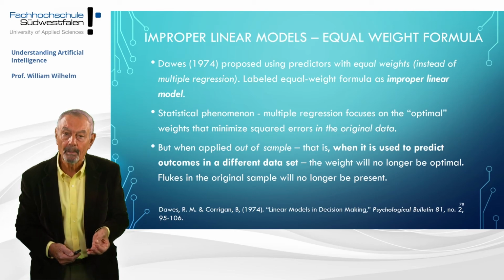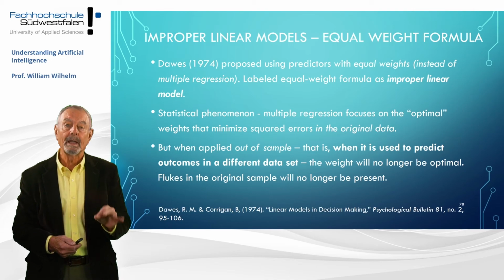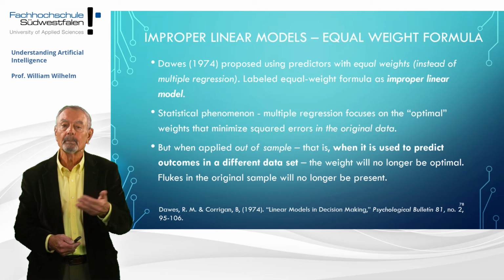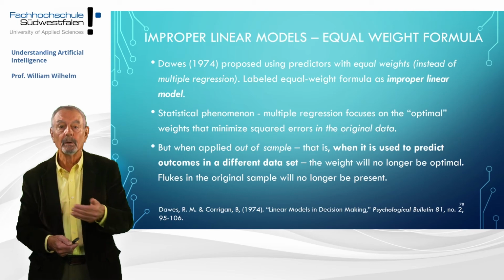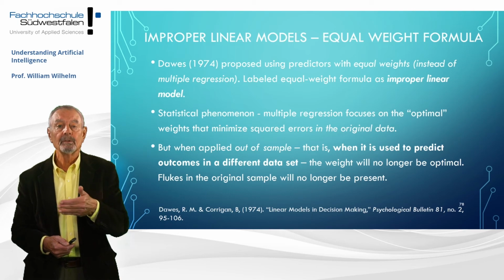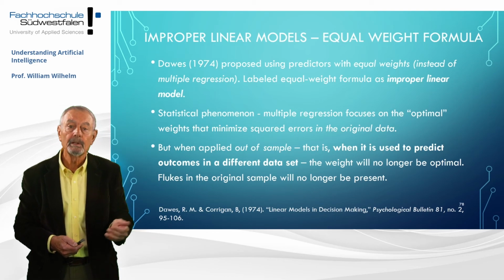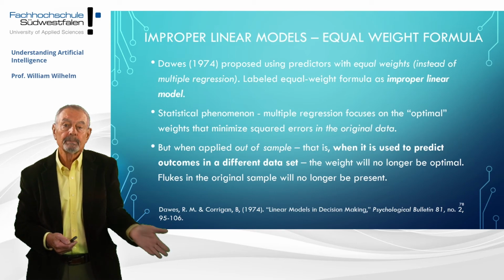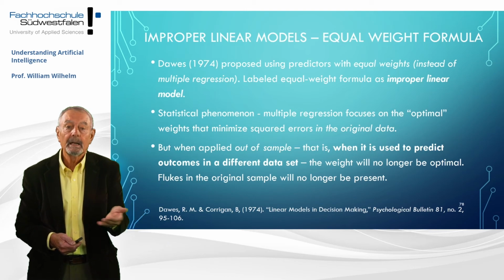This statistical phenomenon is a result of how multiple regression focuses on the optimal weights that minimize squared errors in the original data. The formula therefore adjusts itself to predict every random fluke in that data. The challenge is that when the formula is applied out of sample, that is, when it's used to predict outcomes in a different data set, the weights will no longer be optimal. Flukes in the original sample are no longer present in the new sample, precisely because they were flukes. The new sample has different flukes, which the formula cannot predict.